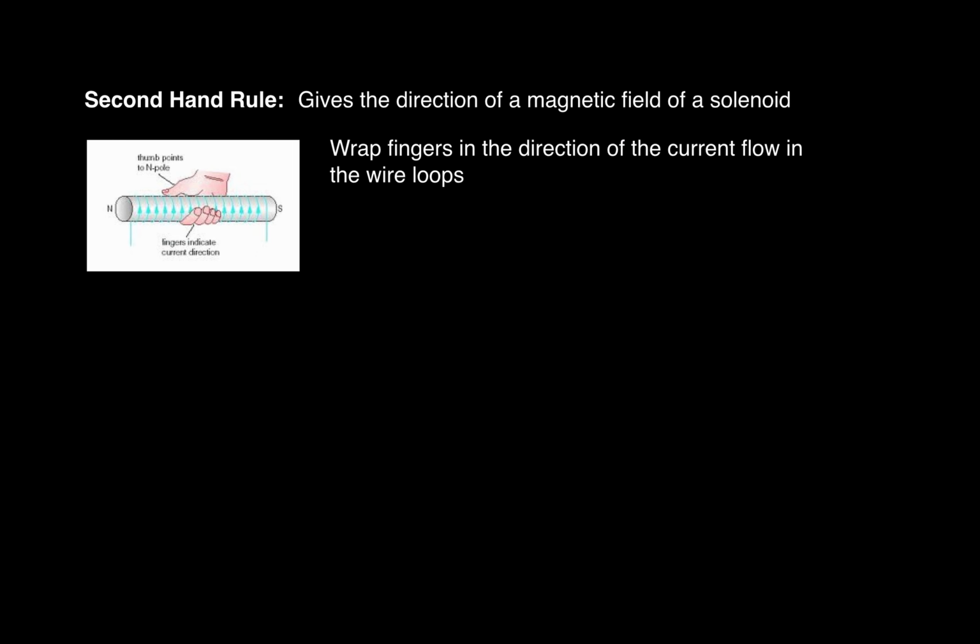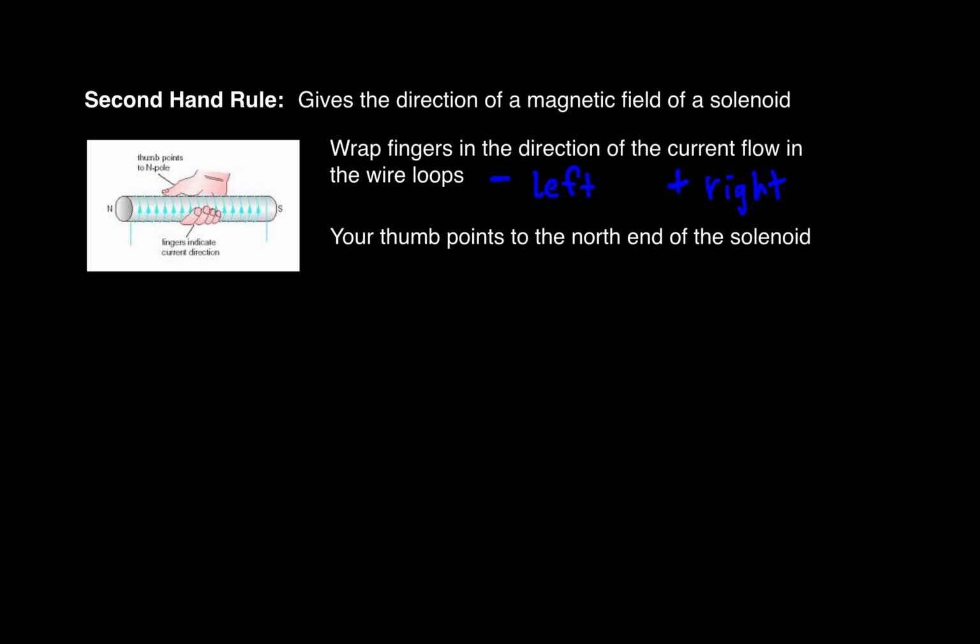So you wrap your fingers in the direction of the current flow in the wire loops. If you're dealing with negative current or electron flow, you use your left hand. If you're dealing with positive current flow or conventional current, you use your right hand. Your thumb points to the north end of the solenoid.